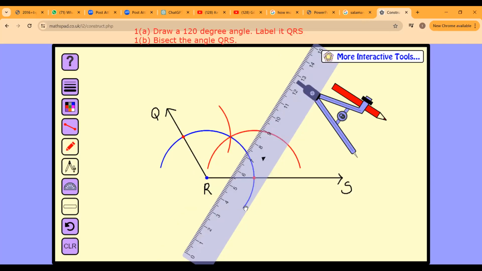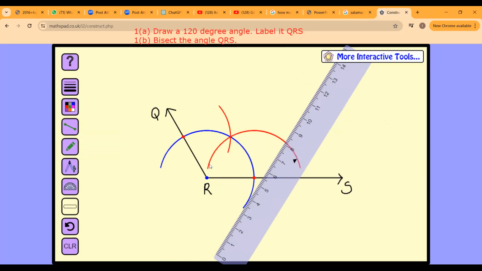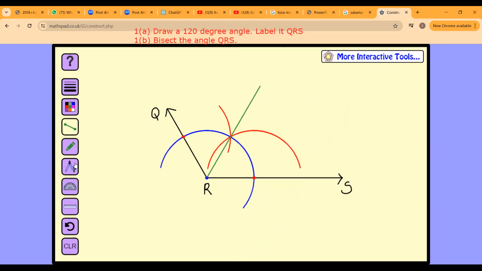And what do we call that line, Malik, that goes directly in the middle? We call that line the bisector, sir. The bisector. Very good. So we're going to draw a line from R all the way that goes directly in the middle, like so. And this is called the bisector. So this right here is the bisector.